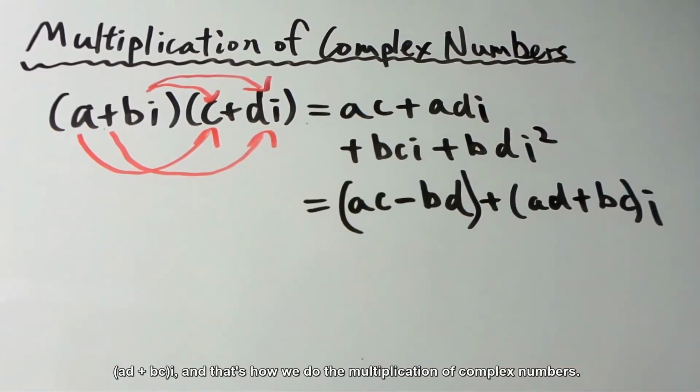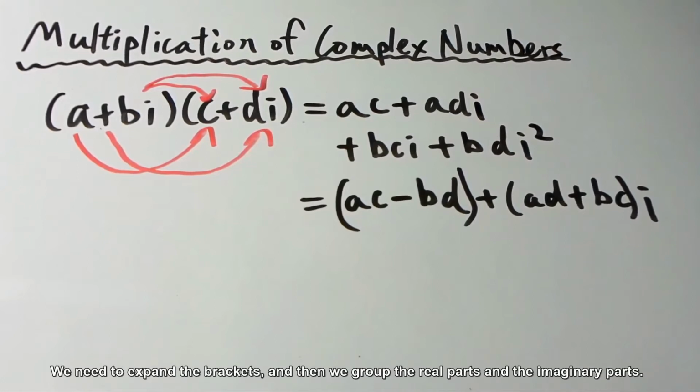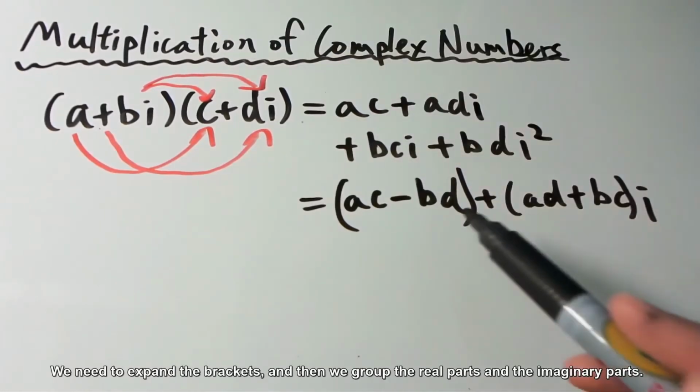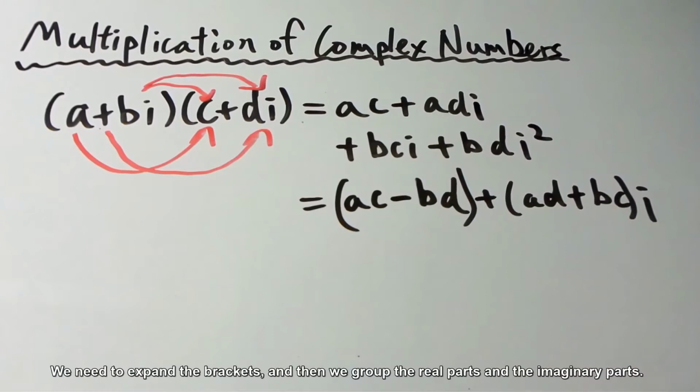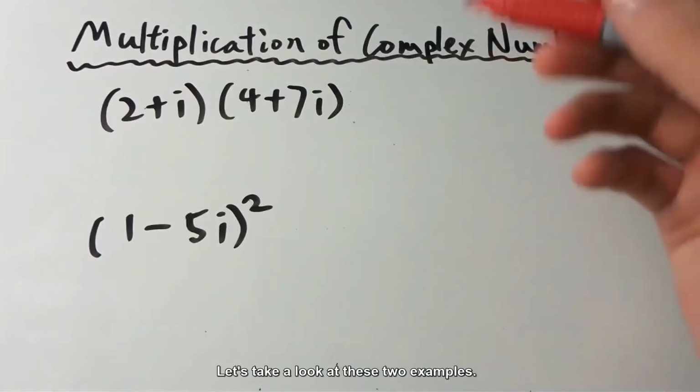And that's how we do the multiplication of complex numbers. We need to expand the bracket, and then we group the real parts and the imaginary parts. Let's take a look at these two examples.